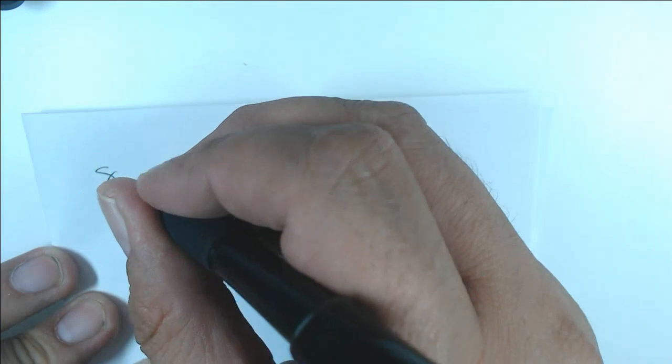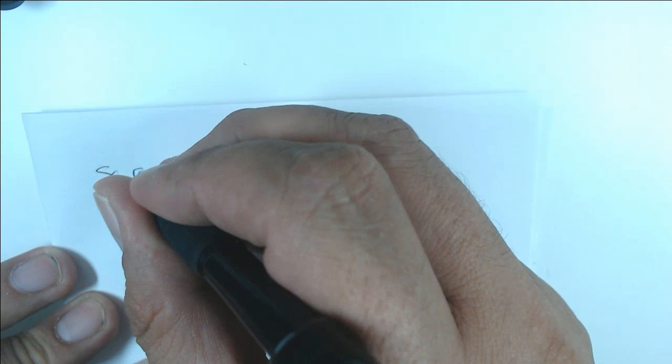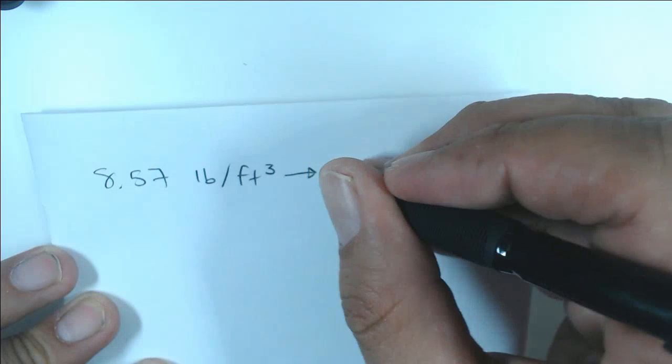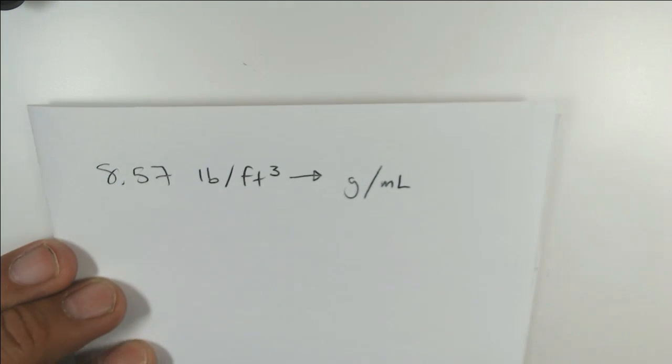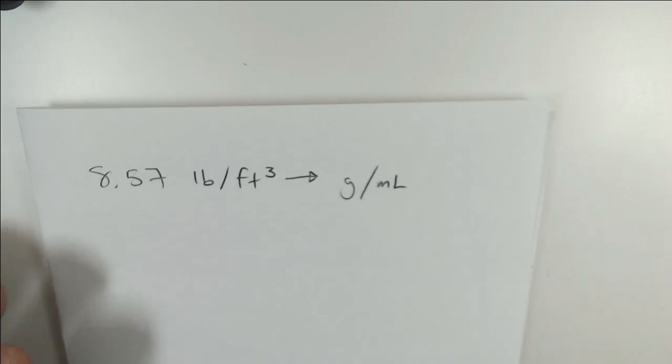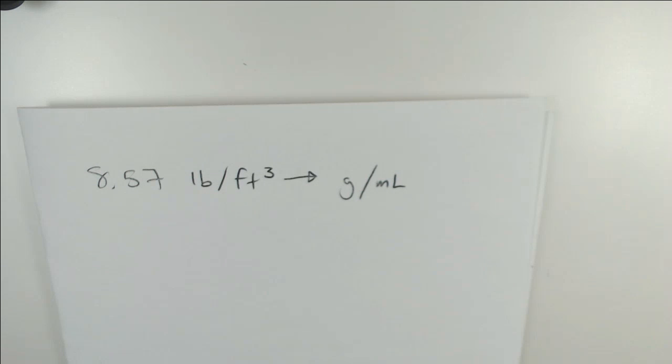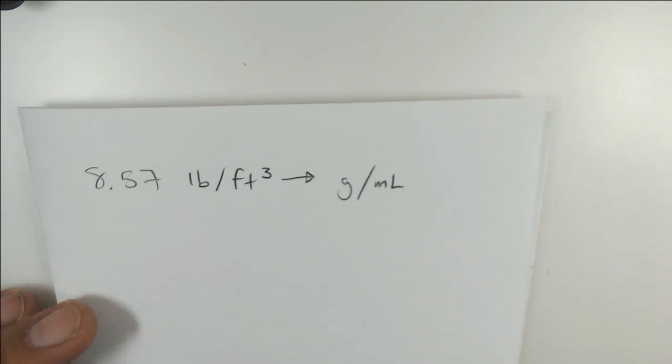All right, so what was that again? Let me get back up. All right, so once again here, this was 8.57 pounds per feet cubed. And the question was asking us to convert this to gram per ml. So we basically have to figure out some way to get them to match, and we were given a conversion factor for the pounds to grams. So we got that part taken care of. So I think that'd be a good place to start.